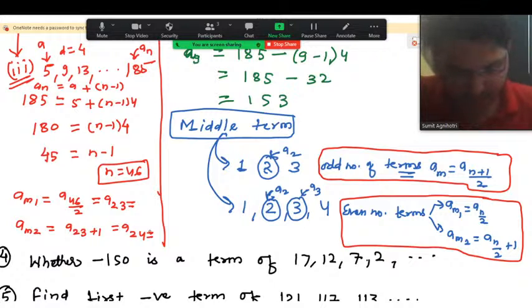So the fourth question, right? Yeah. Whether minus 150. So it's 17, 12, 7, 2. So it's minus 5, right?